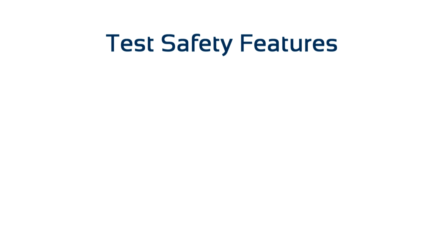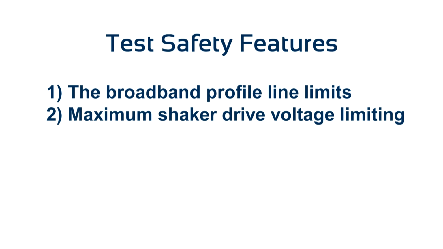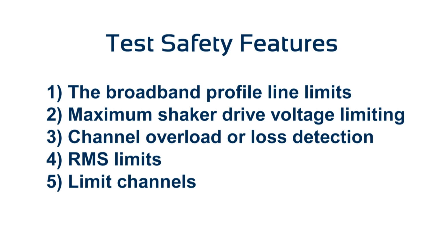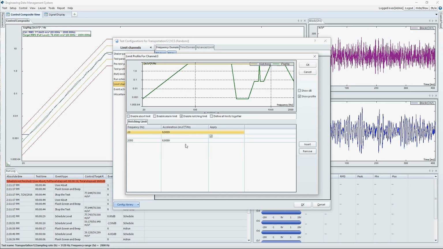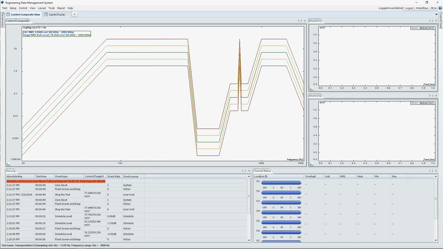During the random test, various safety checks are applied. For example, the broadband profile line limits, maximum shaker drive voltage limiting, channel overload or loss detection, RMS limits, and limit channels. When a Spider controller is used, many advanced functions can be enabled, such as kurtosis control, non-acceleration control, notching and limiting, or fatigue damage spectrum.